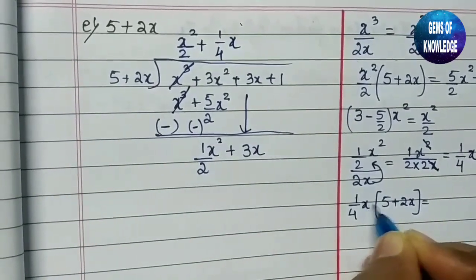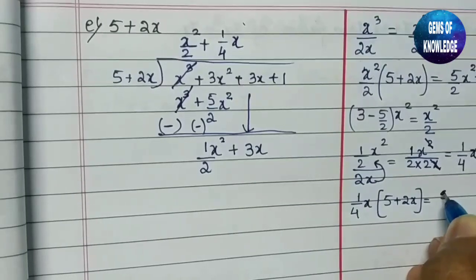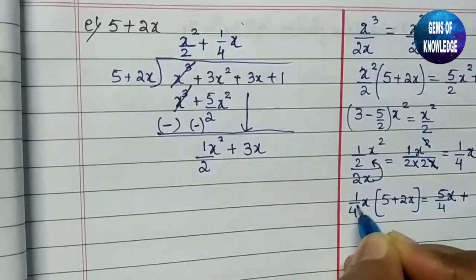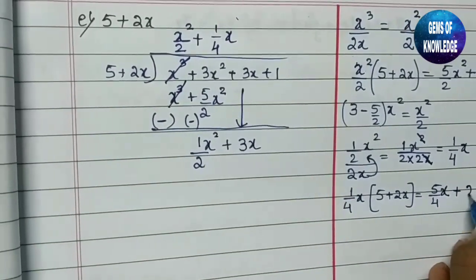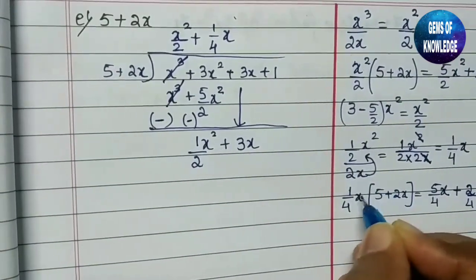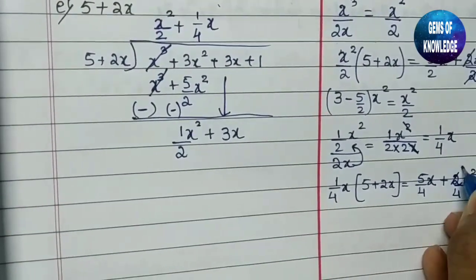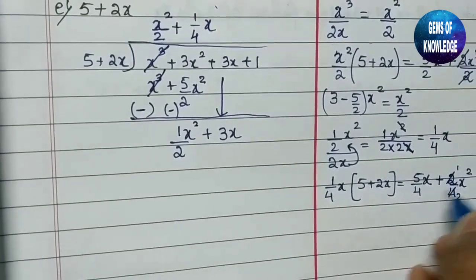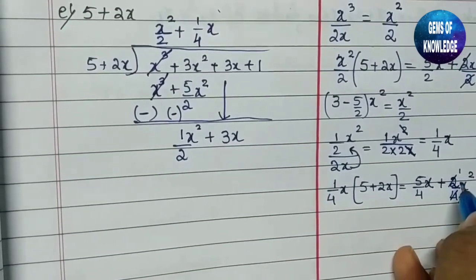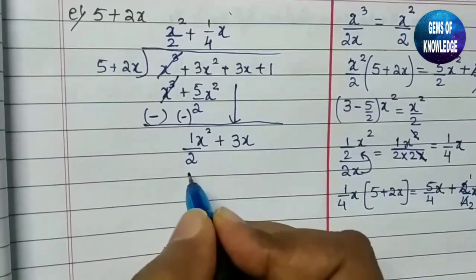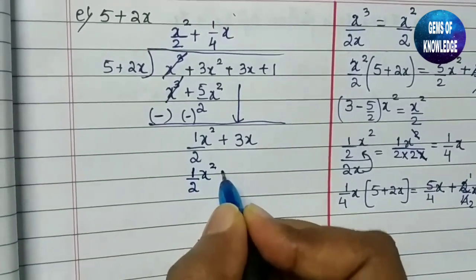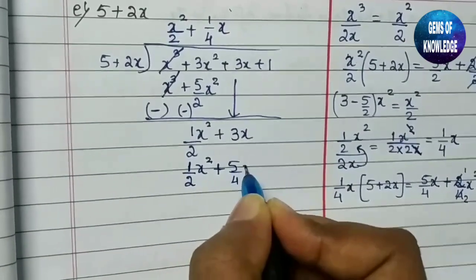So we are getting 5x by 4, 5 by 4 of x plus 2x into 1 by 4. So you are getting 2 by 4 into x, this x into x will be x square. So here 2 1s are 2, 2 2s are 4 you are getting. So here you are left with, you can see here x square by 2. Okay, 1x square by 2. So that you have to write it here, 1 by 2x square. Okay, plus 5 by 4 of x.